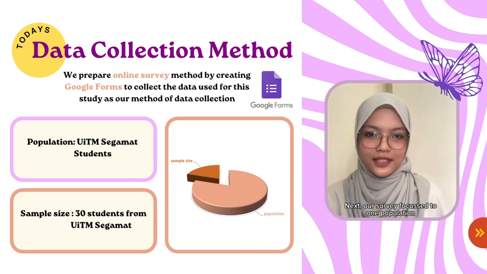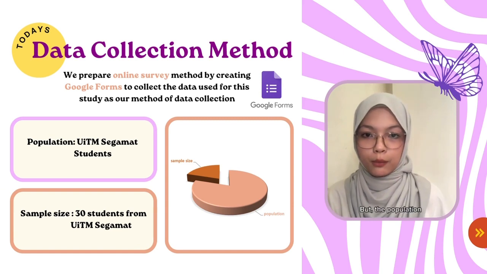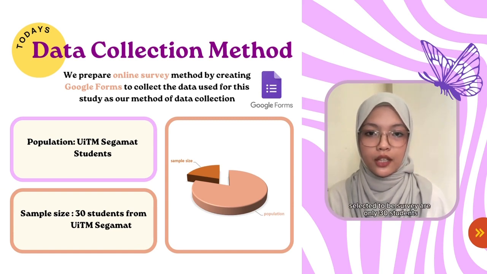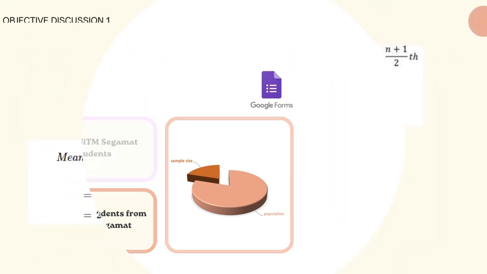Next, our survey focused on one population, which is UiTM Segamat students. But the population selected to be surveyed is only 30 students as our sample size. It's easy for us to contact our respondents since we are part of UiTM Segamat students as well.